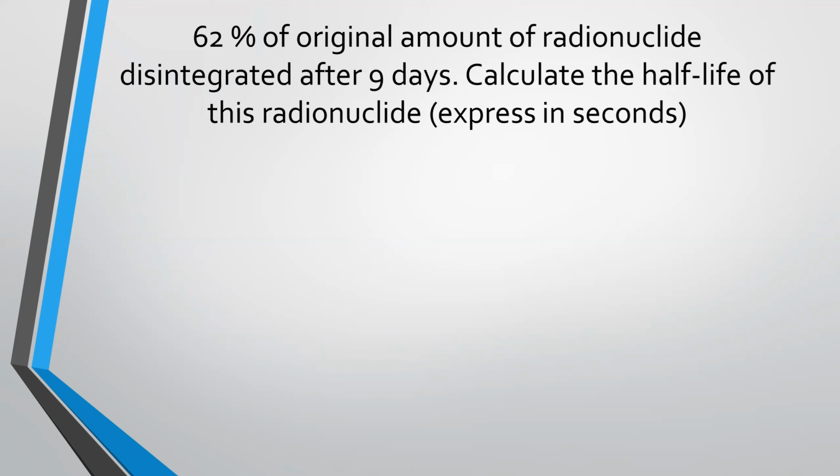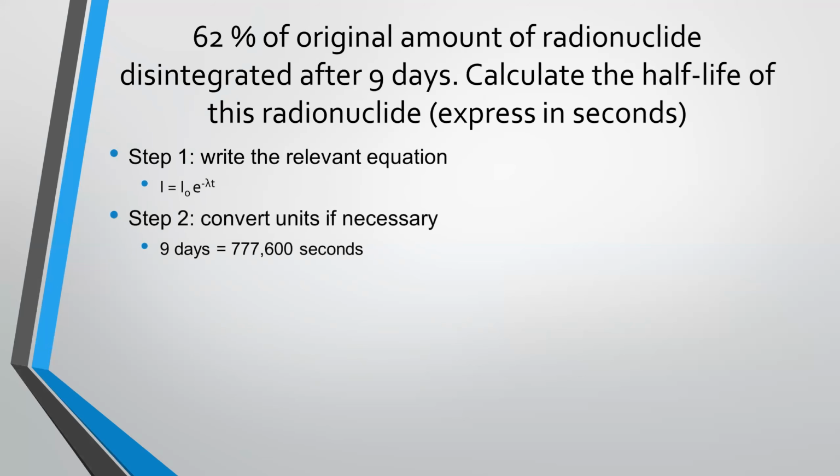So here we have another question. 62% of the original amount of radionuclide disintegrated after 9 days. So we have to calculate the half-life. So here what route would we take? We would calculate first the constant, and from the constant we can calculate the value of half-life. So we write the equation. 9 days is 777,600 seconds.